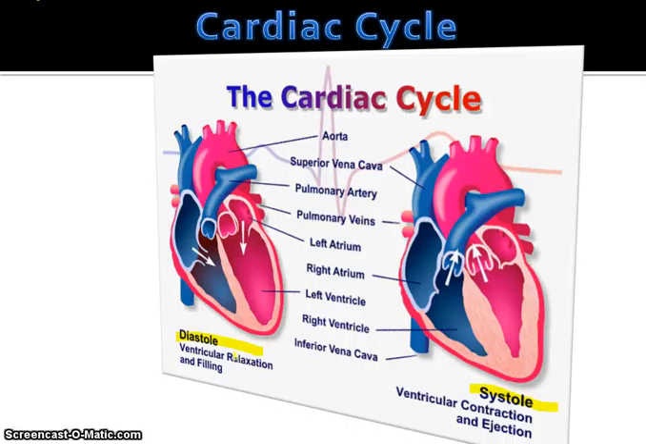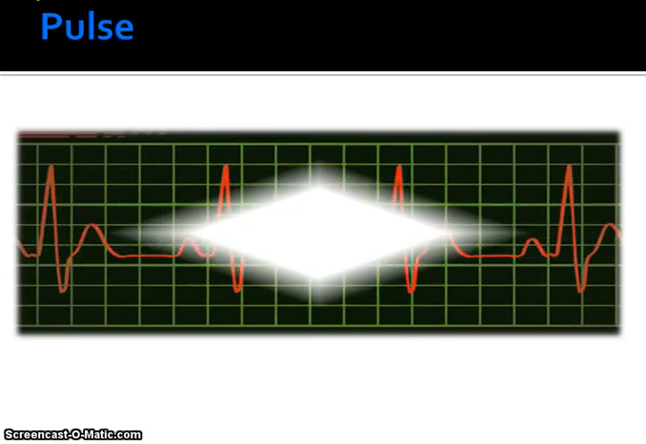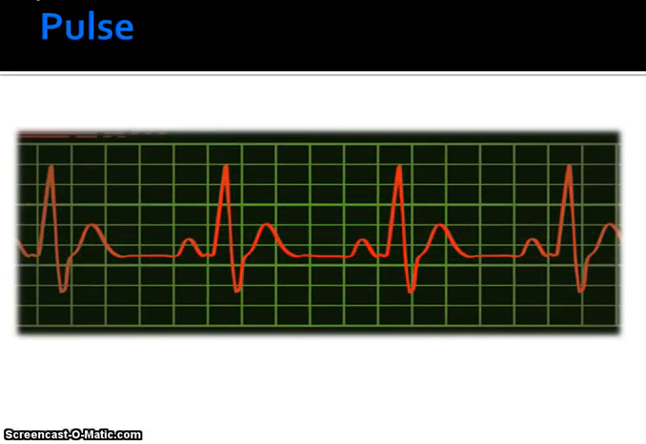We will be doing our own cardiac cycles in class, and we'll also be taking our own pulse. And our pulse is pretty much our heart rate. And if we have time, we will try to do this EKG test for us.